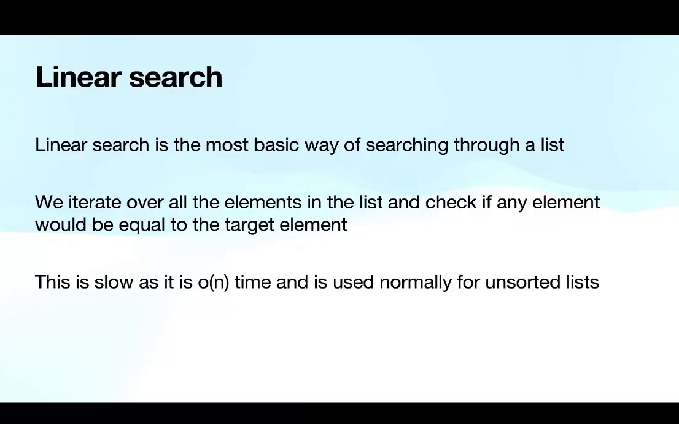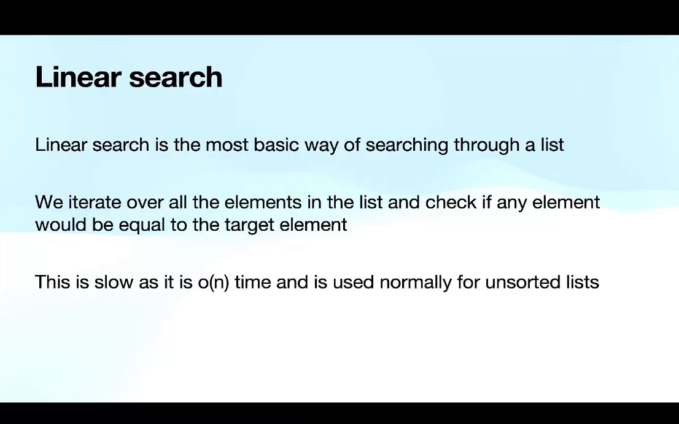Linear search is the most basic way of searching through a list. We iterate over all the elements in the list and check if any element is equal to the target element. This is slow as it is O(n) time, since we need to go through all the elements in the list, and it is normally used for unsorted lists.